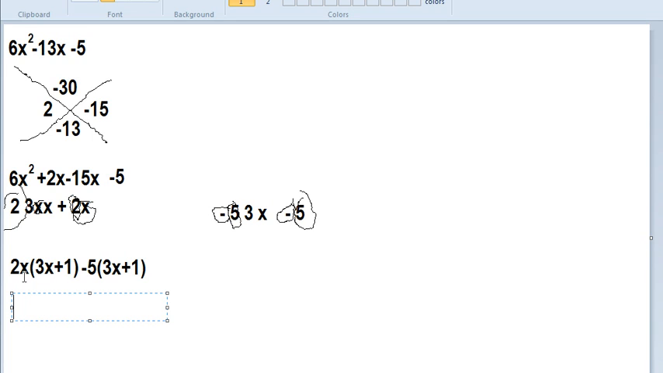Okay, that was just an aside. Back to the problem. So we have 3x plus 1 in both parentheses. So that's the first factor. If you have the same thing repeated in parentheses, which you should, that's your first factor. Your second factor is what's on the outside. I have 2x on the outside of this one, and then I have minus 5 on the outside of this one. If it were just a 5, I would put plus 5. And that's it. Those are our two factors.